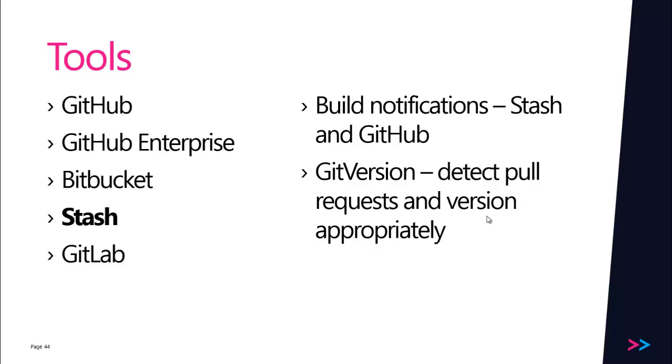A couple of other things. If you're using Stash or GitHub, then you can have the build server integration. And there's a project called GitVersion that some people I know are currently working on. It's pretty cool. It allows you to inspect Git metadata to come up with a semantic version compatible version number for your software. But one of the other cool things they built into it is the ability to detect pull requests and create a version appropriate to the pull request.